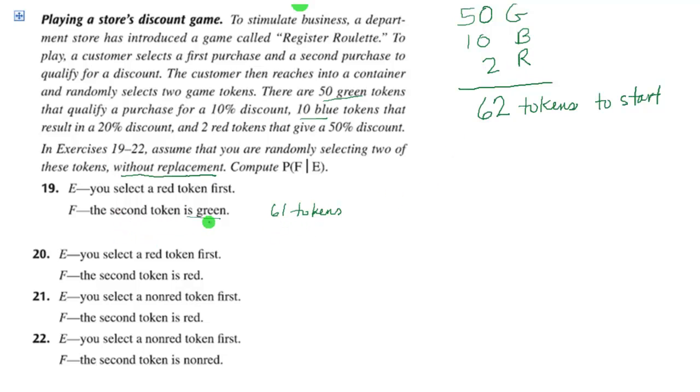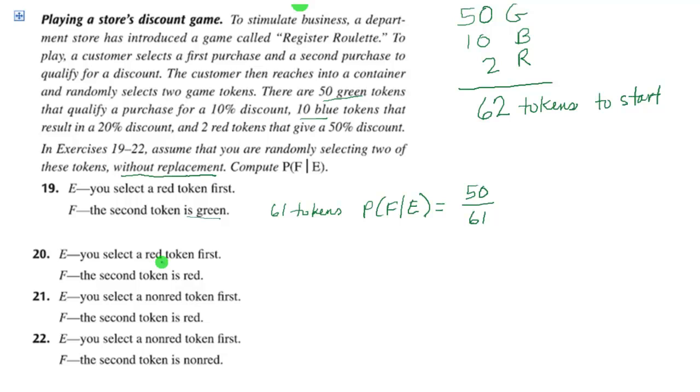So what's the probability out of these 61 tokens that you pick a green? Well, the probability of picking a green is going to be 50 greens out of 61 tokens. And that's your answer. That's all they want. Okay? All right, let's try number 20.